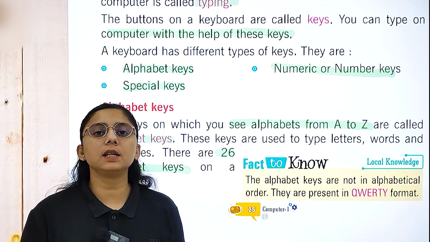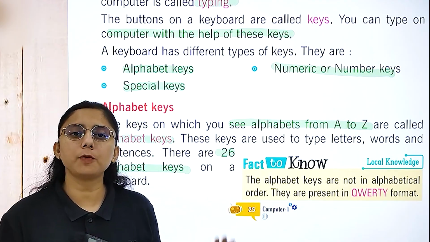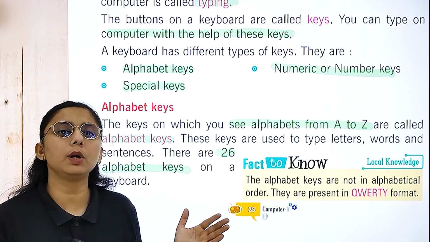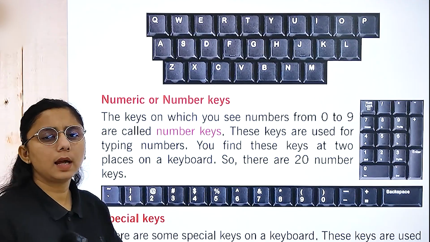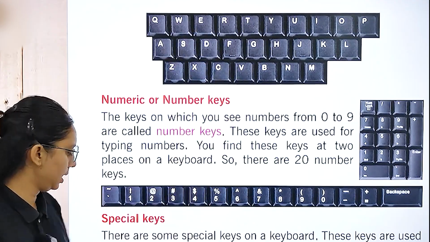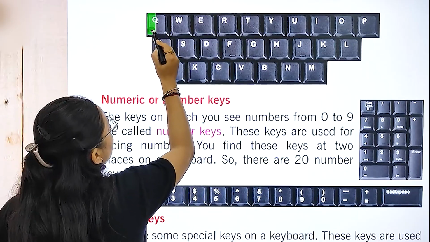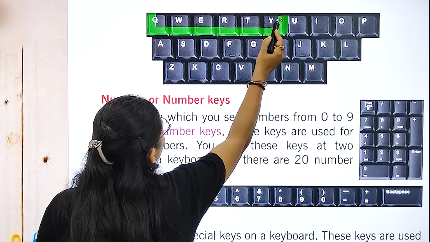The alphabetic keys are not in alphabetical order. In what form are they? They are in QWERTY form. Now these are the alphabetic keys that we see, and I have told you what form they are in. They are in QWERTY form.